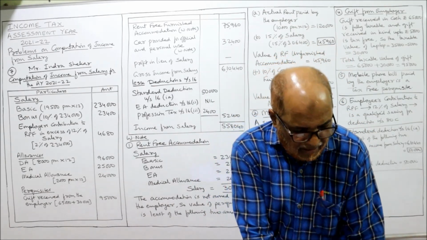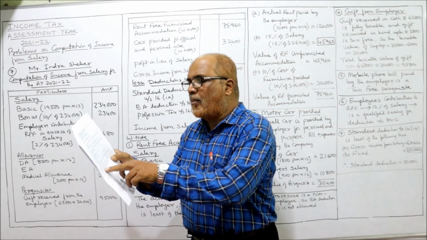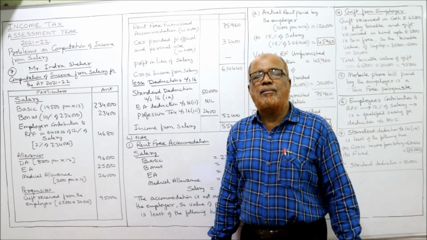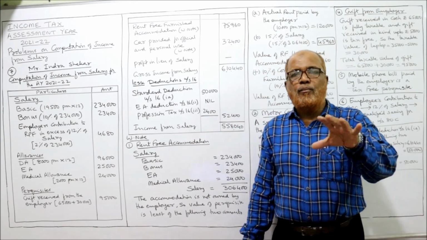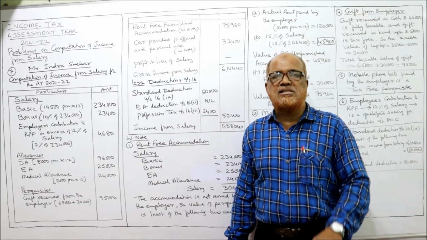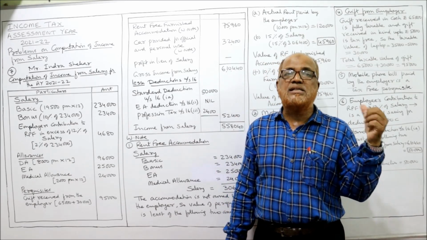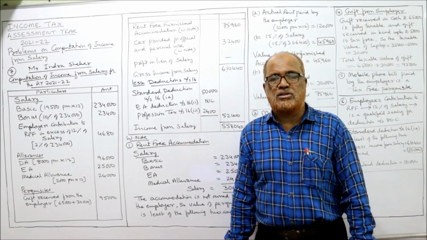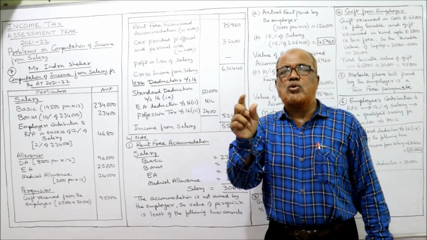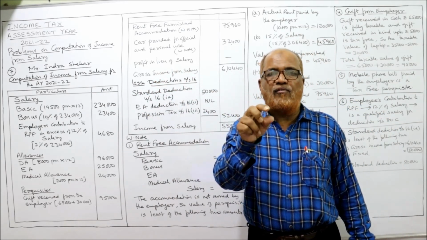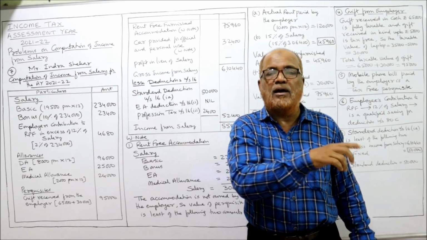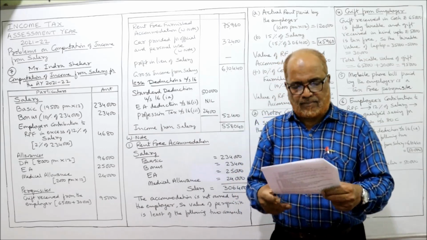Right. Then after motor car, the next is mobile phone bill paid by the employer. In the previous problem also we came across this point. Mobile phone bill or telephone bill of the residence paid by the employer is a tax-free perquisite, it will not come here. Only in working notes you should write down that mobile phone bill of the employee paid by the employer is a tax-free perquisite.